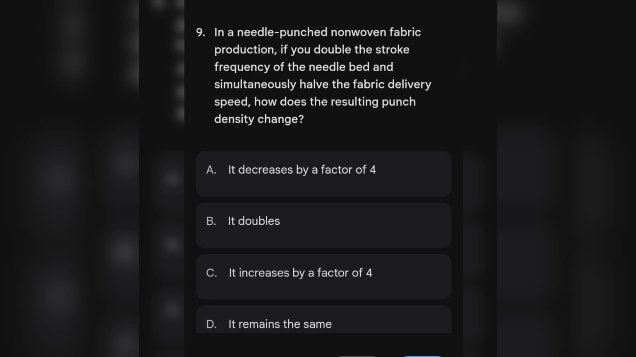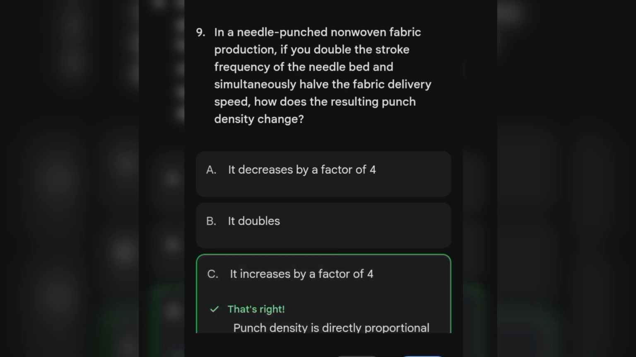In a needle punch non-woven fabric production, if you double the stroke frequency of the needle bed and simultaneously halve the fabric delivery speed, how does the resultant punch density change? So if the strokes are increased by twice, then the resulting punch density will increase by the square, means 2 squared, increased by a factor of 4.